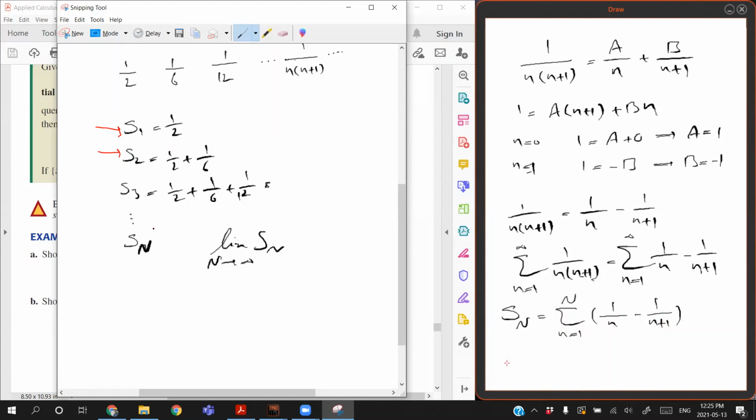So if I do that, I'm going to get this. When n is 1, I get 1 minus 1 over 2, plus when n is 2, I get 1 over 2 minus 1 over 3, plus all the way up to the last one, where I get 1 over uppercase N minus 1 over uppercase N plus 1. It's going to be like that. So I'm going to use the book from here on.